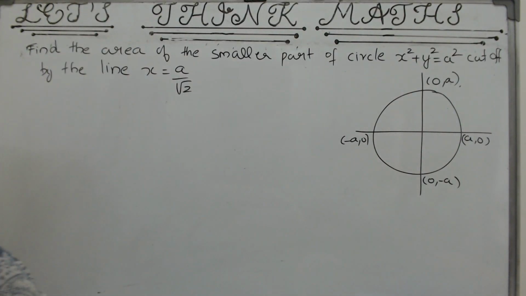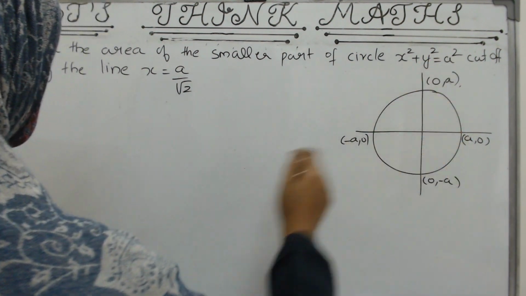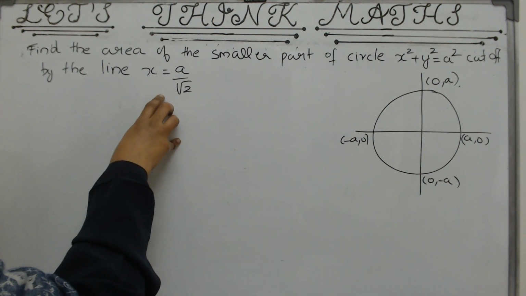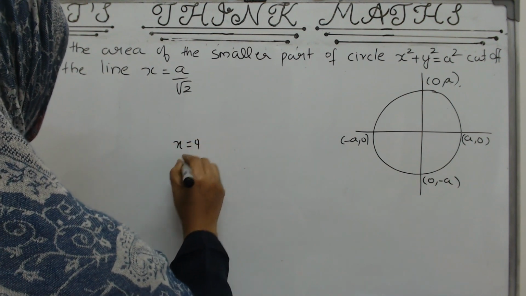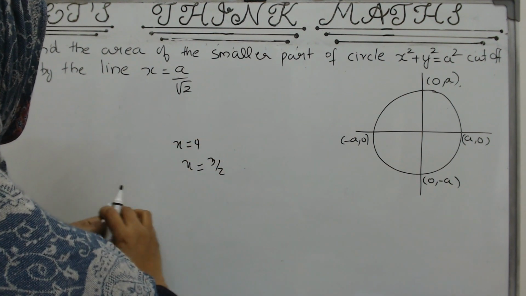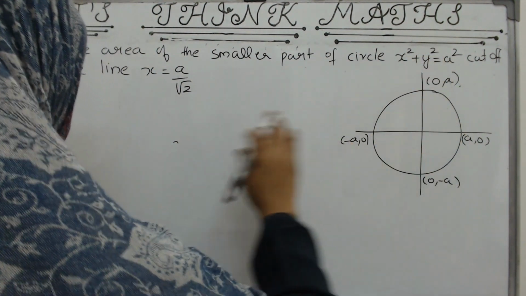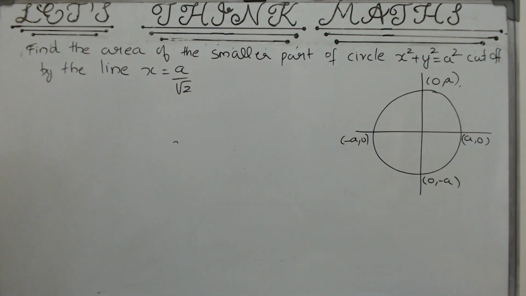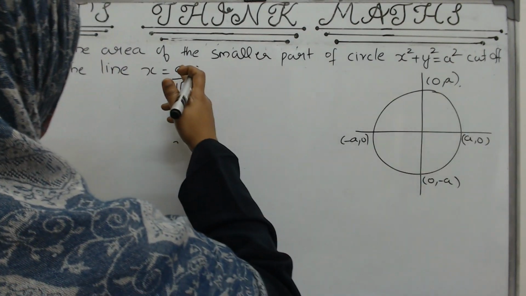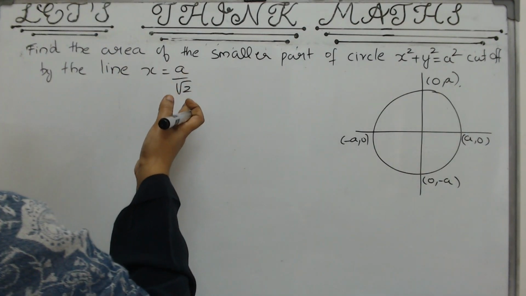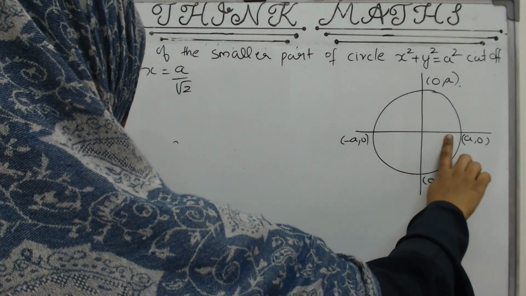Now what do you have here? You have a circle. Its center is at the origin. Its radius is a. Now you have a line x is equal to a by root 2. Any line, x is equal to 4, x is equal to minus 3 by 2, whatever, all of these lines are what? They will be parallel to the y-axis. That is fine, but where do we get this a by root 2? In which part? Here or here or here? Where exactly? Now a is a radius, that means a is positive, so a by root 2 is positive, so it must be located somewhere here.